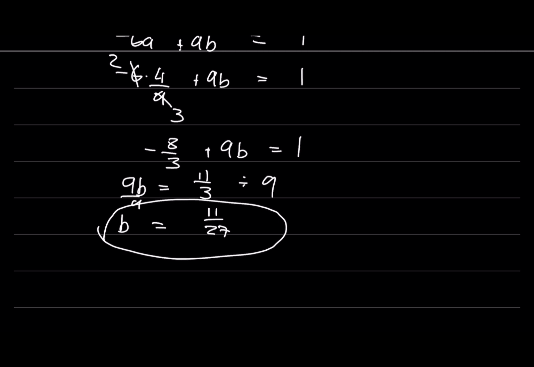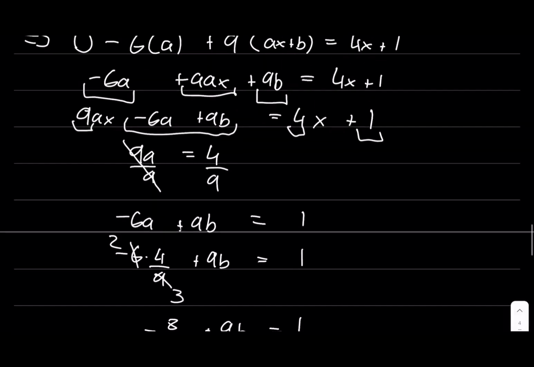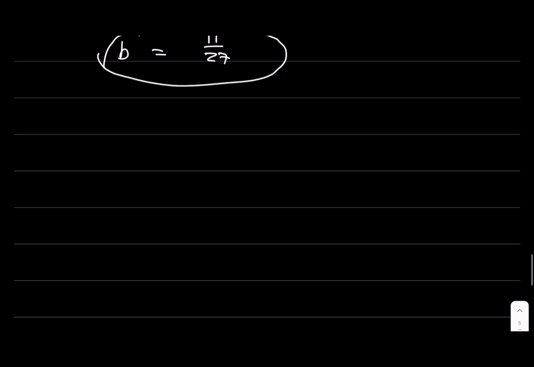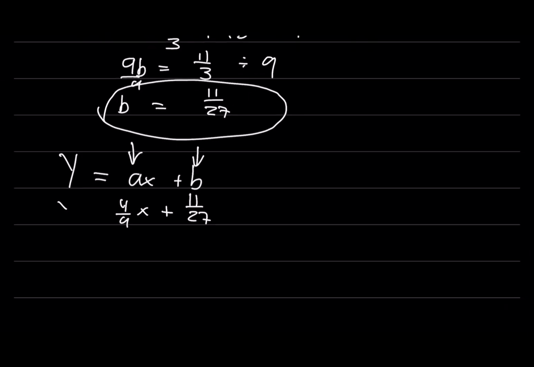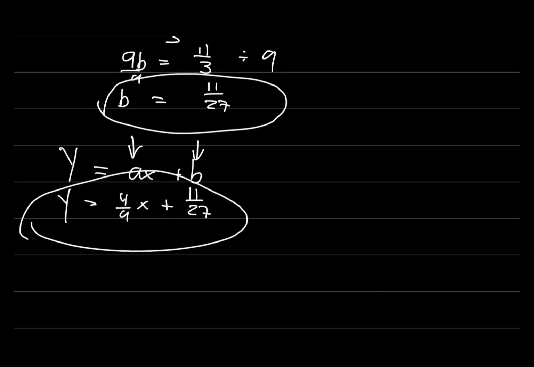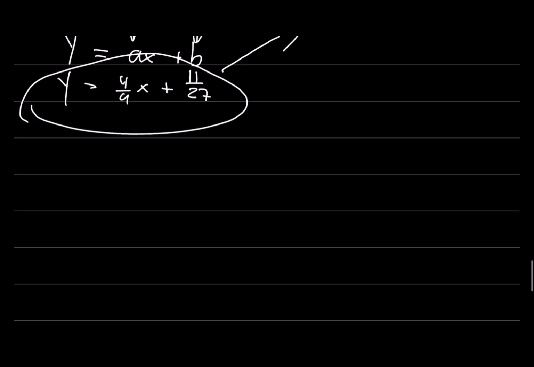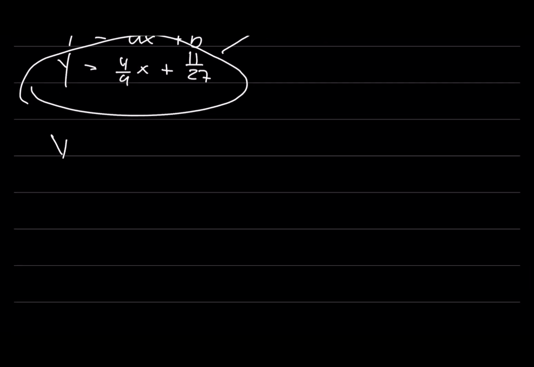So what do we do with this now? Well, what you simply do is you just put that into what we let y equal to. At first, we let y equal ax plus b, right? So we said at the very start of the particular integral section, y is equal to ax plus b. We just substitute our values for a and b here, so we know that b is 11 over 27, and a is 4 over 9. So we say that y is equal to 4 over 9 x plus 11 over 27, and this is our particular integral. So this is just your PI. And remember that the general solution is equal to the complementary function plus the particular integral. So you just have to add the two.